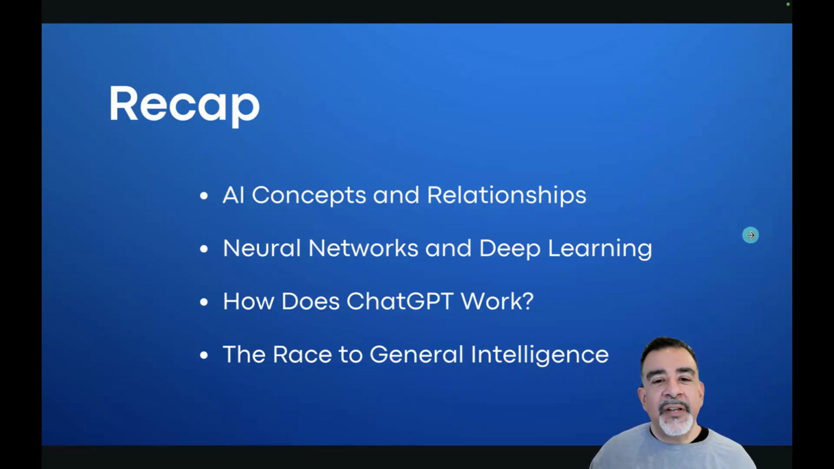So to recap, we talked about AI concepts and relationships at a high level. We talked about neural networks and deep learning and how does ChatGPT work, and then got a little hint of what this race to general intelligence is about. So I hope with that I've armed you with a beneath the surface, more than superficial understanding of AI and how it's working. And I really look forward to speaking with you more about this in class and hearing what your thoughts are. See you next time.